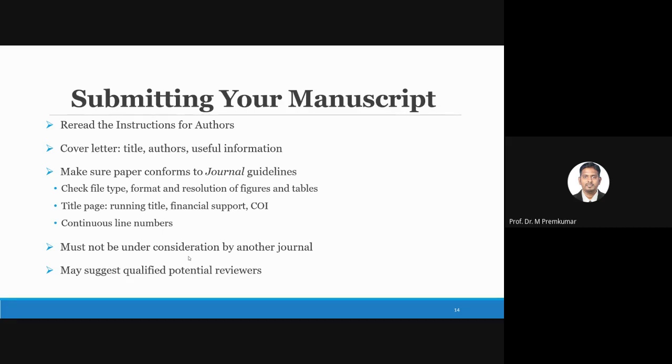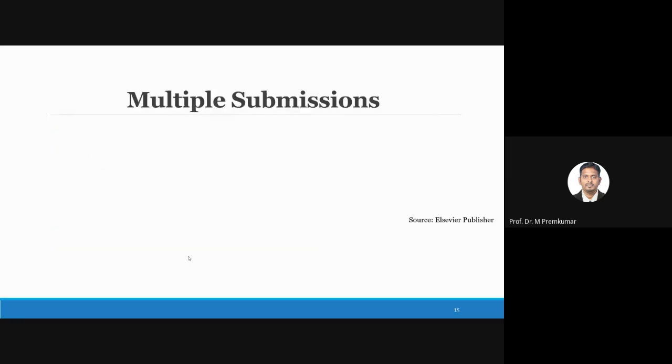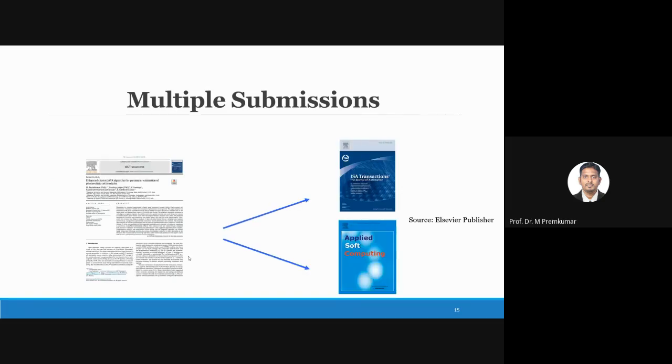My suggestion is to try to provide the potential reviewers from the reference papers. And you should avoid multiple submissions. It means that my paper is ready now. What people will be doing is submitting the paper to two, three, or five different journals simultaneously. This needs to be avoided.